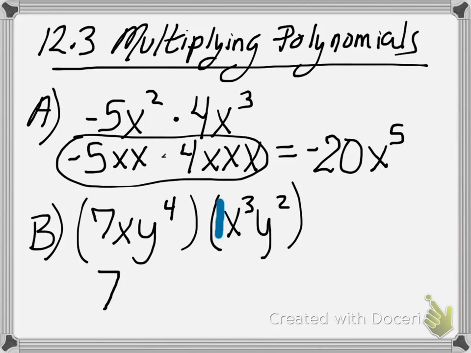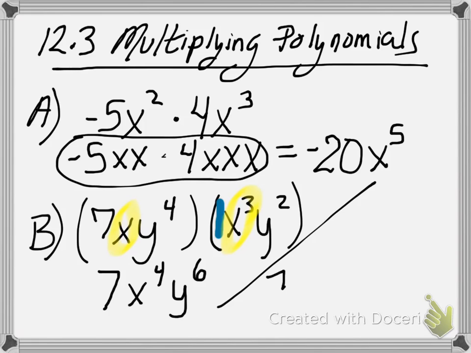The x from here and this x cubed, x times x cubed will be x to the 4th. Remember those product rules from 12.1. Go back and look at 12.1. Remember I said you should probably make a card with all the rules on it. That might help. And then y to the 4th times y squared is y to the 6th. Again, if you get confused, you can always write it out the long way.